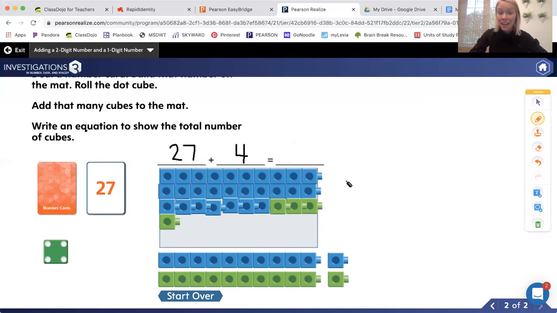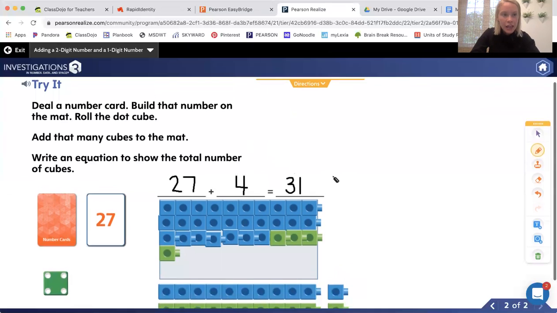So I can count it. I can say 10, 20, 30, 31. Or I know that in the blue, I have 27, and I can just count on 4 more. 27, 28, 29, 30, 31. So we have 31 cubes.